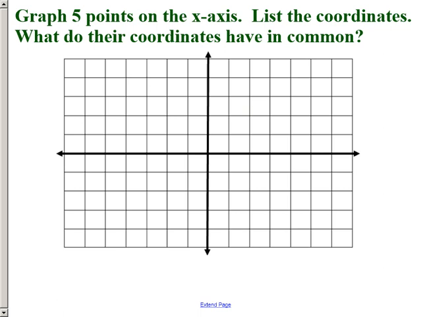All right, next we're going to look a little bit at our axes. So I want you to take a moment, graph 5 points on the x-axis, list those coordinates, and think about what those coordinates have in common. Pause while you do it, and when you're done graphing and listing, then hit play.